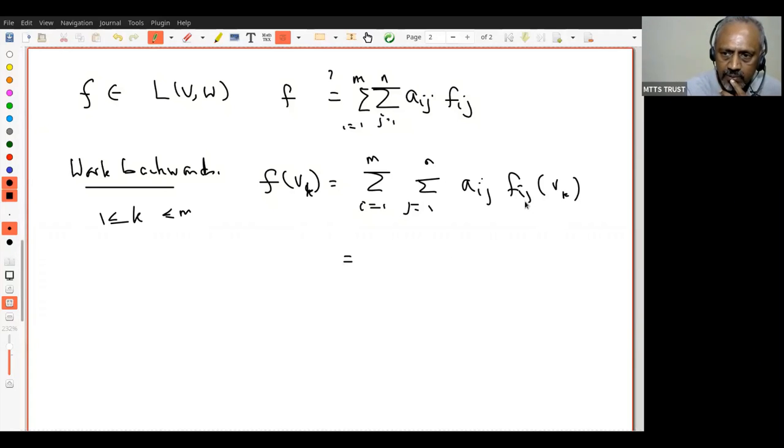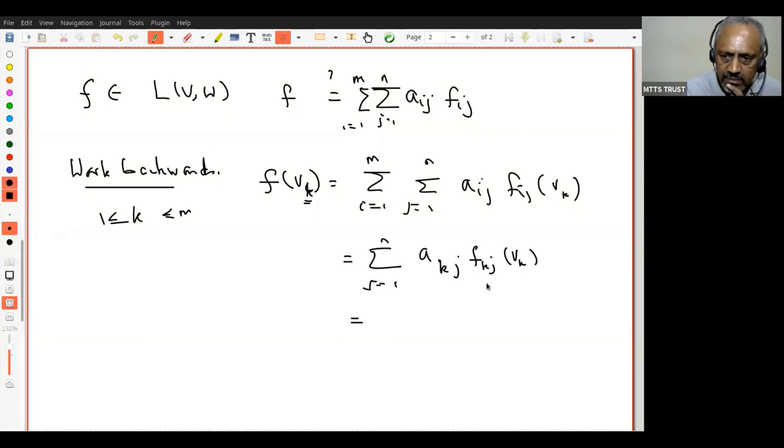Now fij at vk, what do I know about that? It is 0 unless, remember, k is fixed, i is varying. Therefore, for this k, fij of vk is non-zero only if i equal to k. Do you understand this? Sure? So this shows that this is going to be the sum over j equal to 1 to n of akj fkj of vk. You understand that?